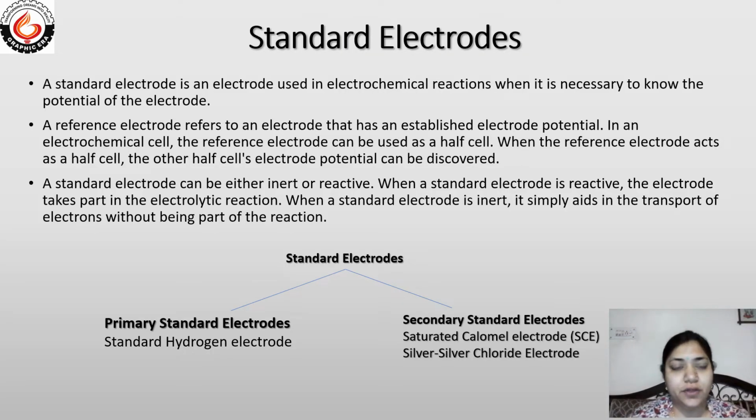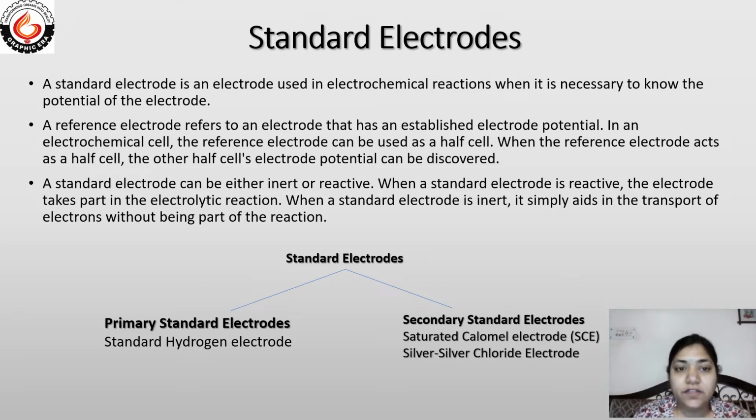Standard electrode. A standard electrode is an electrode used in electrochemical reactions when it is necessary to know the potential of the electrode. Necessary to know the potential means, like if we have developed a new electrode and we want to check its electrode potential, then how will we determine it? To determine it, we want another electrode which is a standard electrode, the potential of which is known. Means standard electrodes have some known electrode potentials.